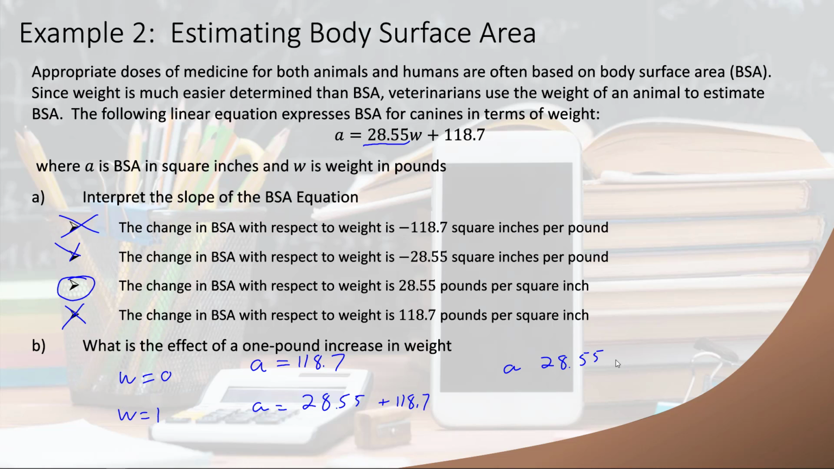So the effect of a 1 pound increase in weight is a 28.55 square inches increase in BSA. As a matter of fact, you can also notice that 28.55 actually has units. And their units would be square inches per pound.